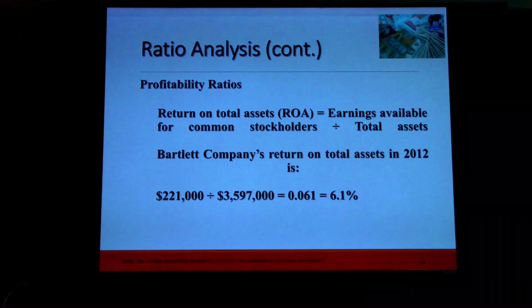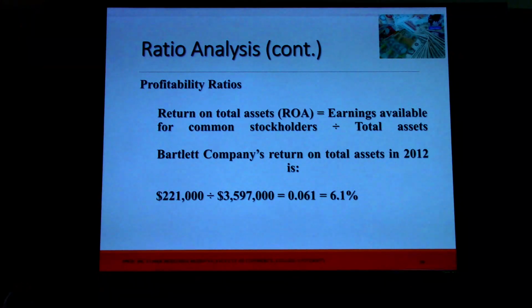Also, one of the important ratios in the profitability group is called return on assets. Return on assets, معدل عائد على الأصول. How could we calculate it? Return on assets, ROA, is equal to earnings available for common stockholders divided by total assets. In this example, we found it is equal to 6.1%. What does it mean?